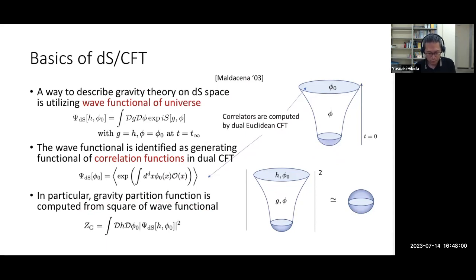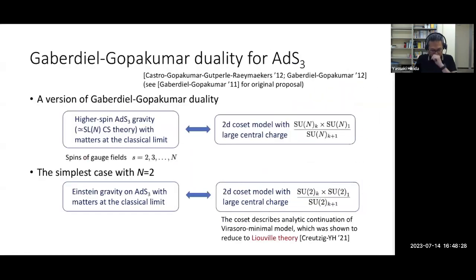And for example, if we want to have a partition function, then we compute the square root of this geometry. And actually, this part is real, it takes a real value. And if it takes a real value, then this is just a phase. So if we take the square root of it, then this part disappears, and only the Euclidean part remains. So this is the basics of the dS3 correspondence.